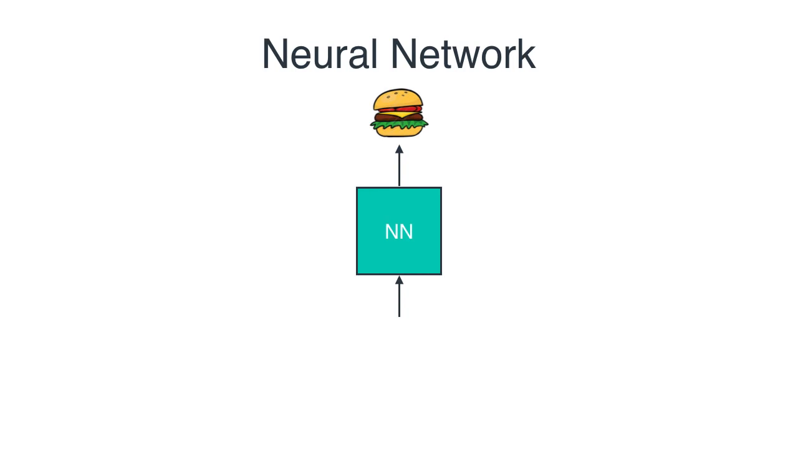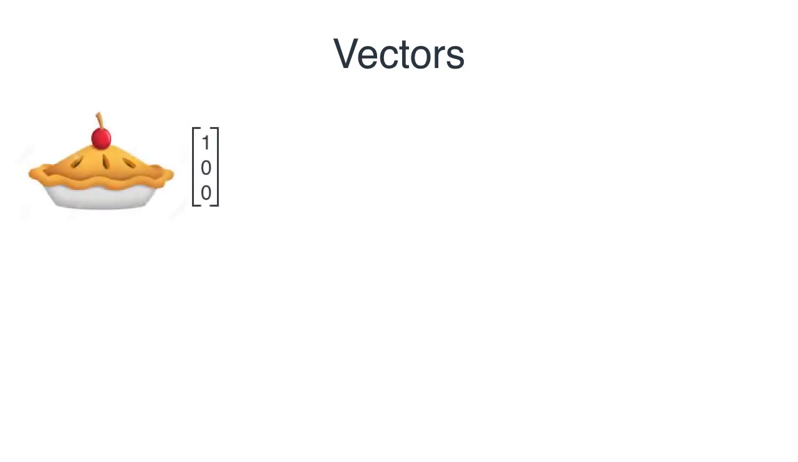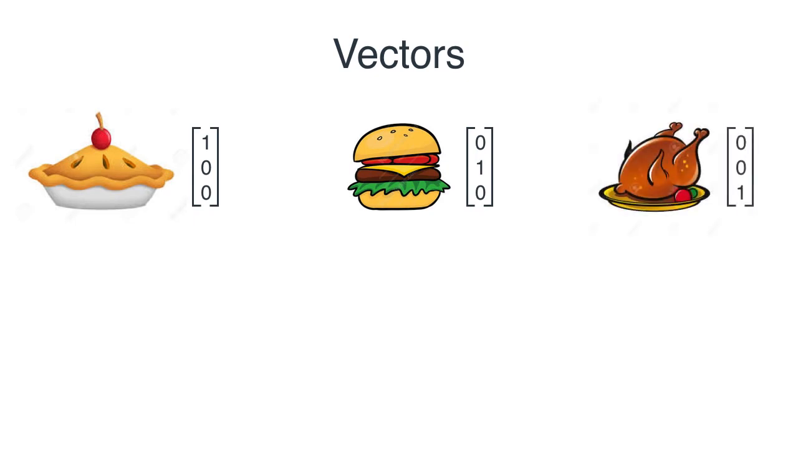So let's do some math. And for math, we're going to introduce vectors. So we're going to represent the food by some vectors and the weather by some other vectors. So the apple pie is going to be the vector 1, 0, 0. The burger is going to be the vector 0, 1, 0. And the chicken is going to be the vector 0, 0, 1. So as we have three possible foods, we represent them with vectors of length 3.